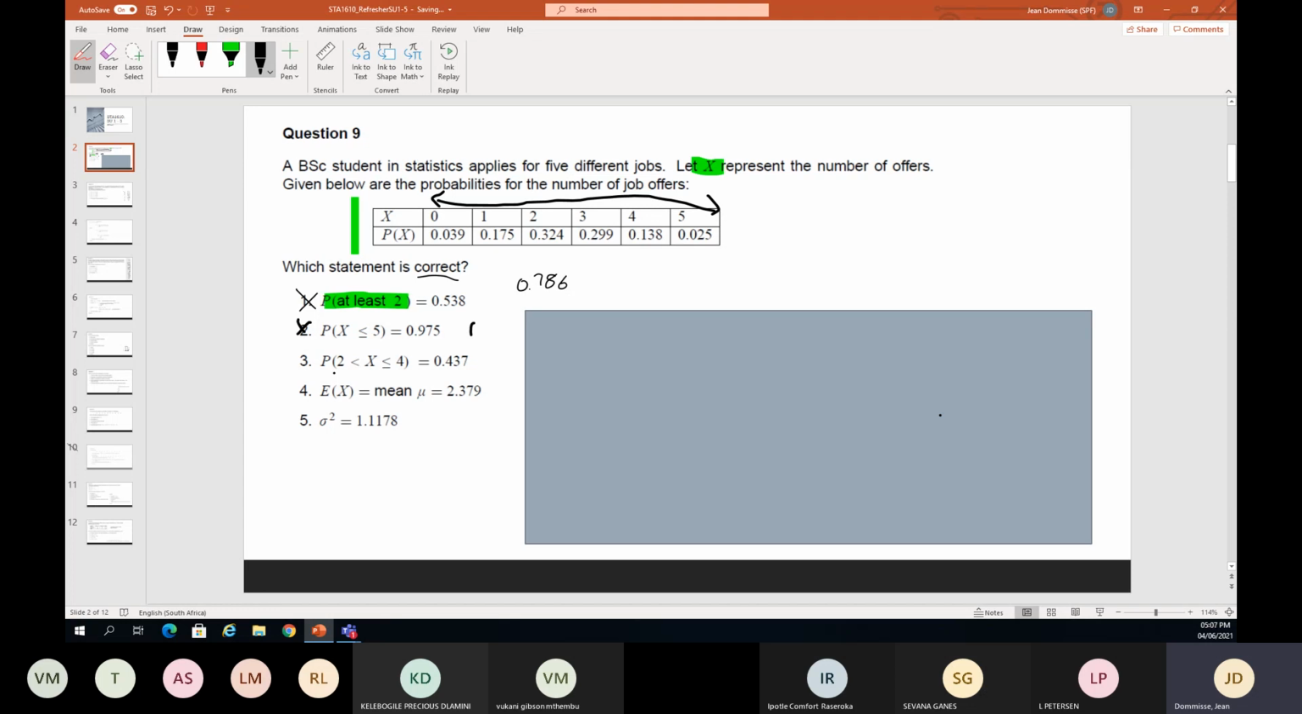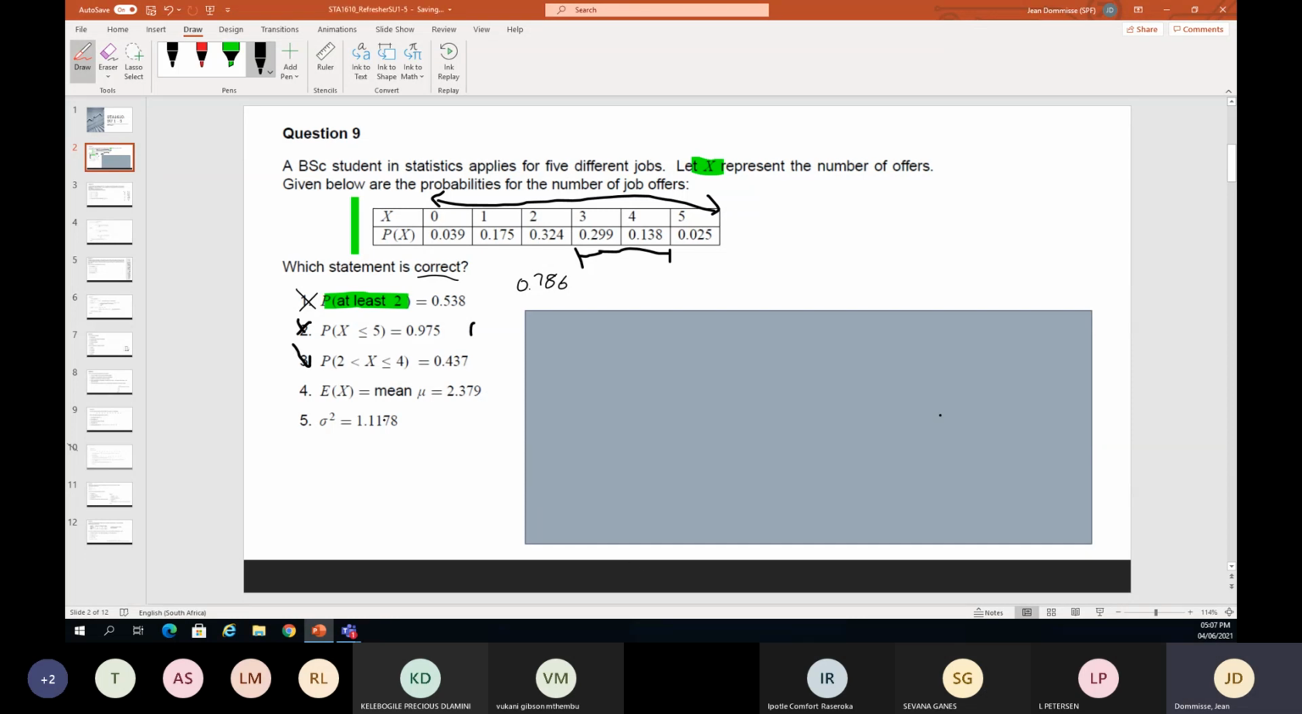Okay, so then smaller or equal to 4, bigger than 2. Smaller or equal to 4 includes 4, but bigger than 2 excludes 2. So it is only 3 and 4. And if I add those two together, it is actually the correct one.